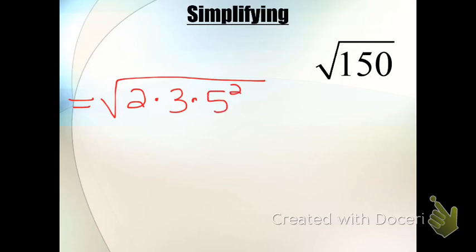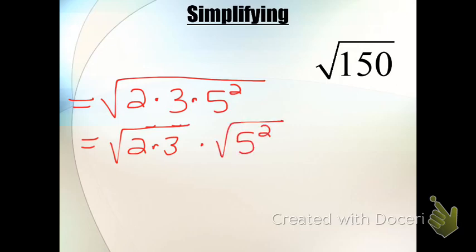So now I can use my product property and make this into the square root of 2 times 3 times the square root of 5 squared. Now, the reason I didn't split up the 2 and the 3 is because neither of them are going to simplify. I don't have those inverse operations because I don't have 2 2's or 2 3's. So I'm going to leave those together.